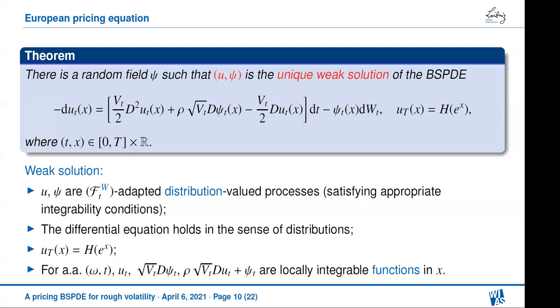And now comes the special thing. Those three terms here, u_t, square root of v times the derivative of psi, and square root of v times the derivative of u plus psi, are actually functions in X. They are not just distributions. This solution concept may look weird at first glance, but you will see when I give you a sketch of the proof, you will see why this is a very natural and very convenient concept for us here.